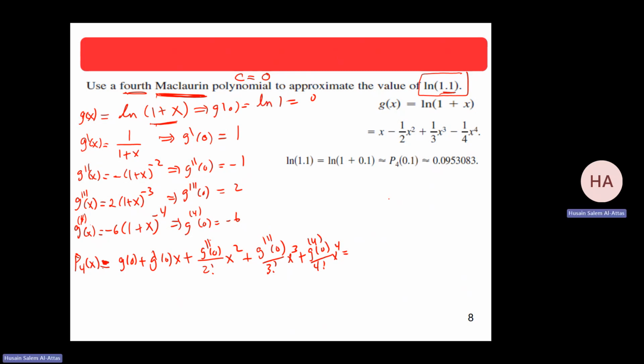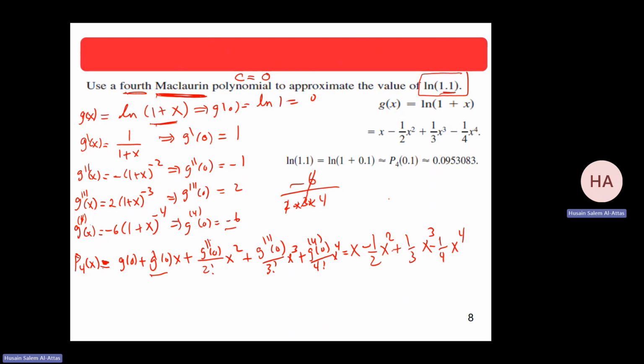Ln 1, which is 0. So I have 0. g prime at 0 is 1, so that will be x. g double prime, minus 1 over 2, x squared. g triple prime, it's 2 over 3 factorial. So 2 over 3 factorial, 2 times 3, so it will be 1 over 3, plus 1 over 3 x cubed. This one, minus 6 over 4 factorial. So for sure, this will be minus 1 over 4 x to the power 4. That will be the polynomial.